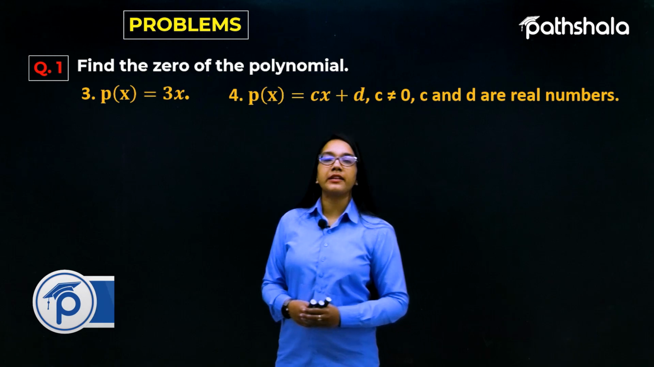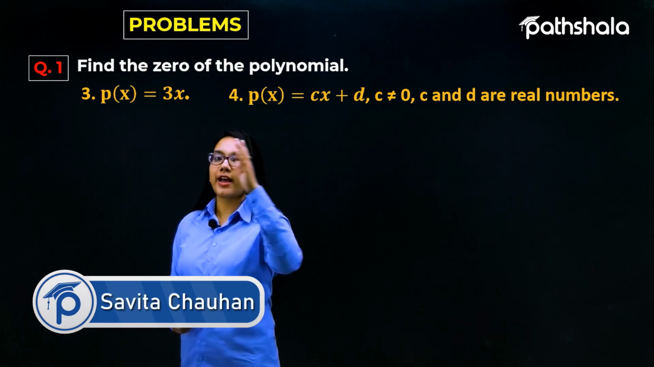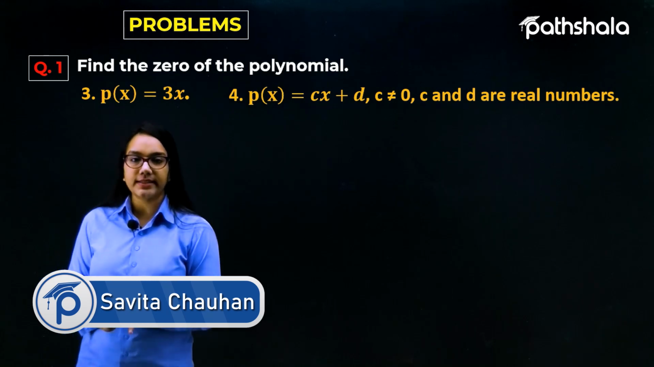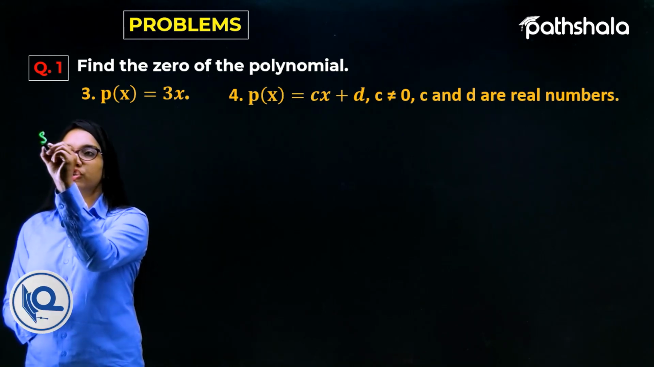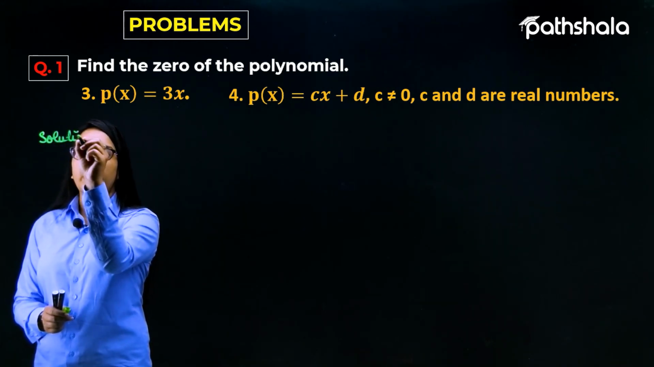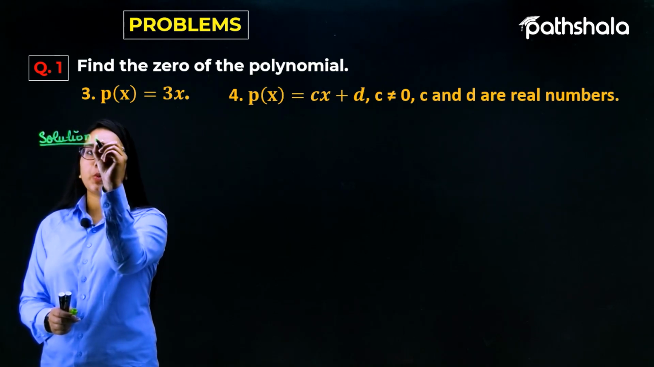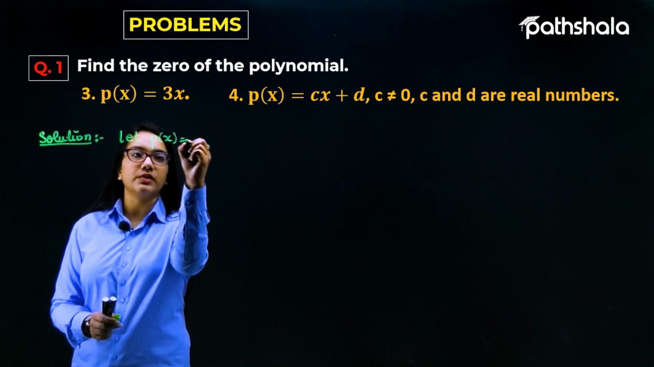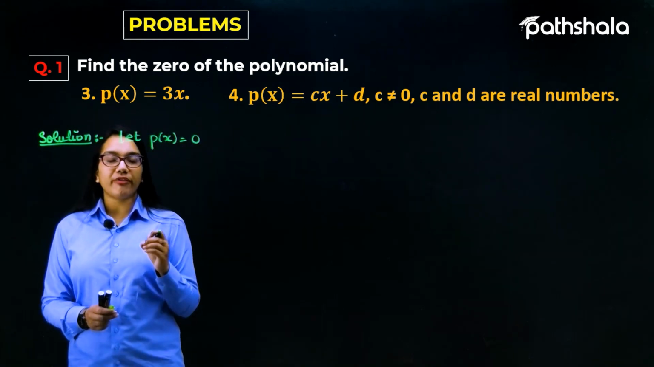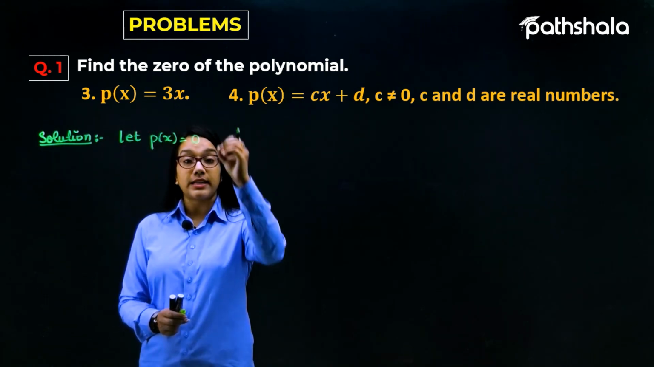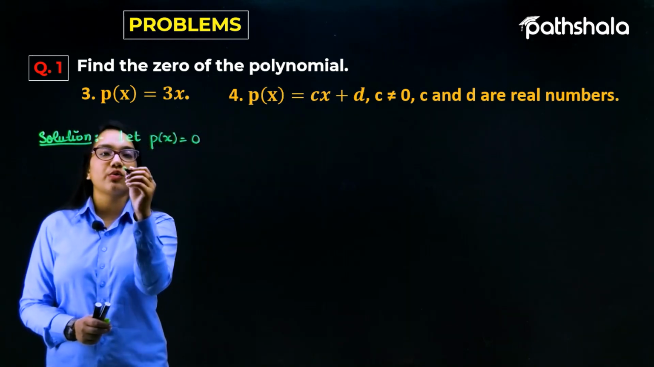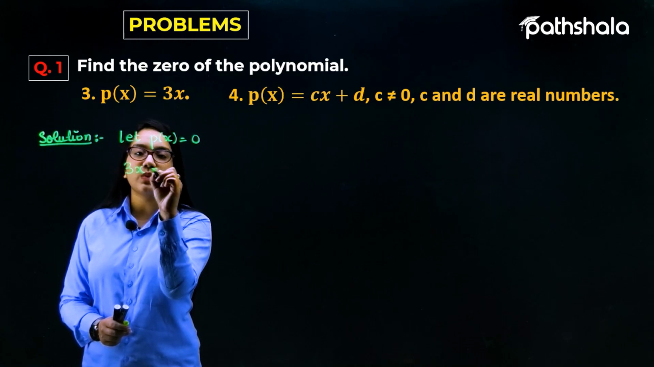Now let's find the zero of the polynomial for the third and the fourth part. The third part is p(x) = 3x. Let's find the solution of this part. Suppose p(x) = 0. We know that p(x) is given to us as 3x, so substitute p(x) as 3x over here. It will be 3x = 0.